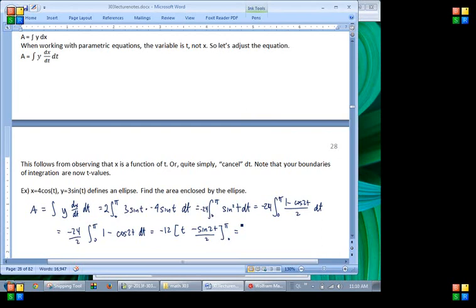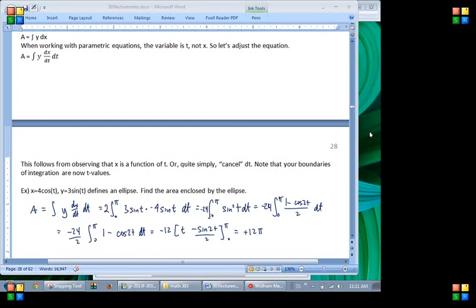Now it's nice because sine of 2 pi is going to give you 0. Then you plug in 0, sine of 0 will give you 0. So that part just goes away. And then you wind up with negative 12 pi. Now I'm going to go back and fix why that should be positive instead of negative. You have to trust me. Okay, so there's the area of your ellipse, is 12 pi.